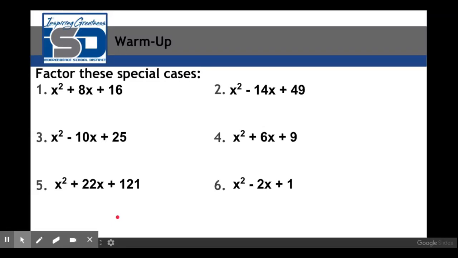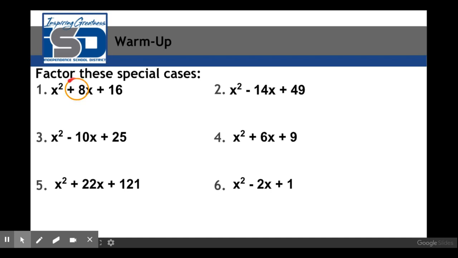In today's warm-up, we were asked to factor the special cases that were given to us. So if we look at number 1, I immediately look at the 16, which is a perfect square. And if I divide my middle term, b, by 2, it should give me the square root of 16. So 8 divided by 2 is 4, and 4 squared is 16. So this is definitely a special case.